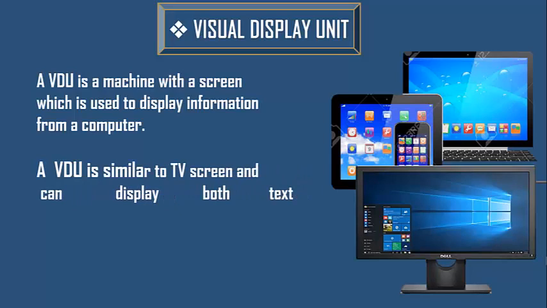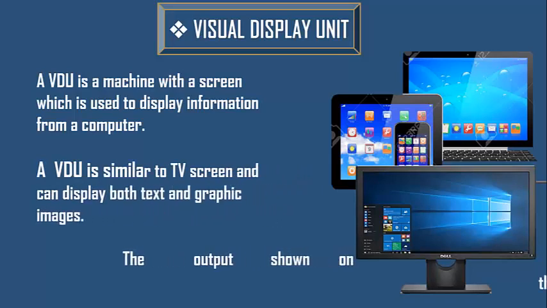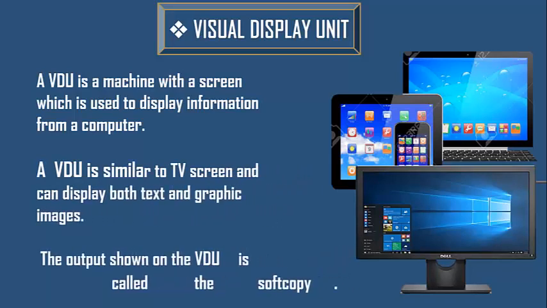The output shown on the VDU is called soft copy. Information that can be viewed on a computer screen rather than that which is printed on paper is known as soft copy. A VDU is also known as a monitor. The size of the screen is measured by the diagonal length of the screen. For example, we have 11, 14, 17 or 24-inch screen.